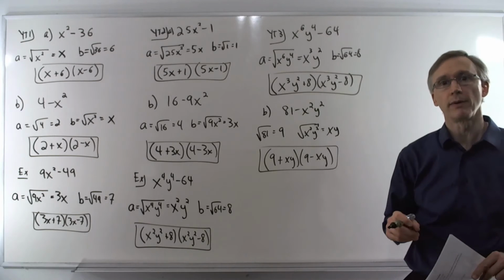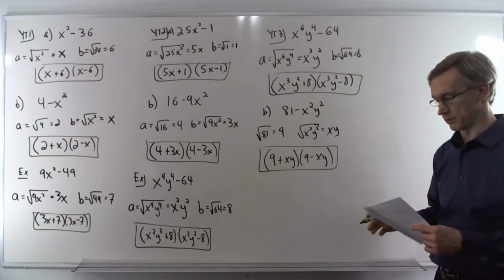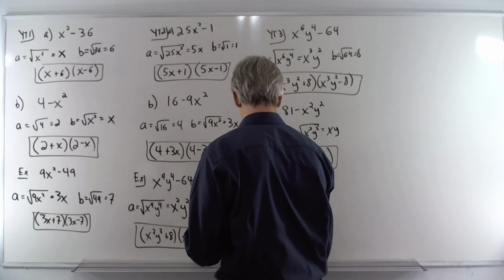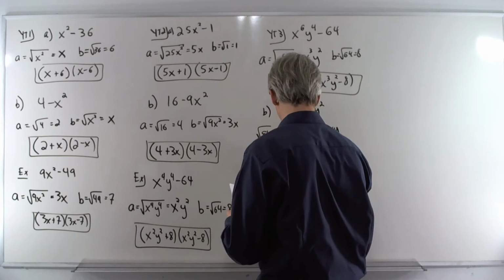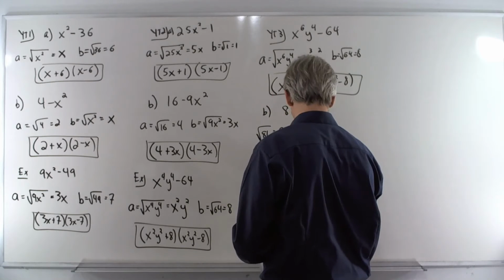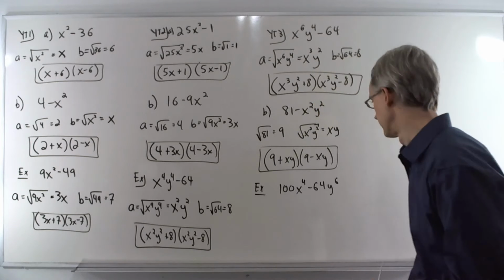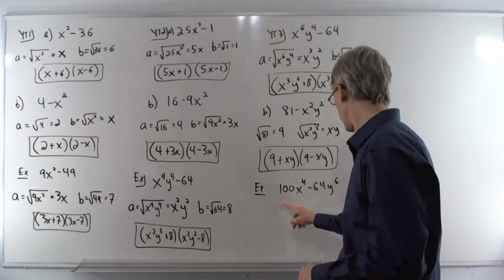Now there may be variable parts in both terms. It'll work exactly the same. So we are going to factor 100 x to the 4th minus 64 y to the 6th. So we have all perfect squares.